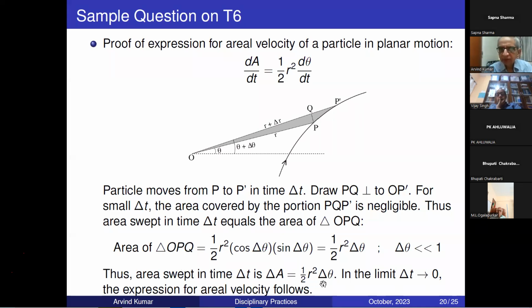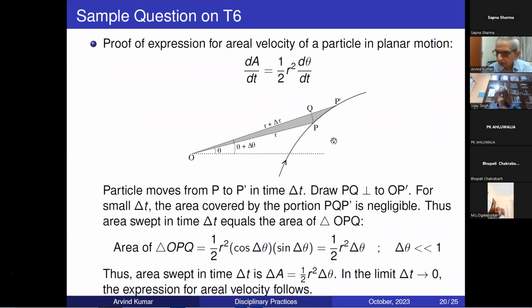is half r squared delta theta. So in the limit, what will be the areal velocity? dA by dt is half r squared d theta by dt. You get this result. This result is related to Kepler's second law, that areal velocity is constant, which actually means angular momentum is constant, because angular momentum is related to areal velocity by just a factor, and so on, etc.